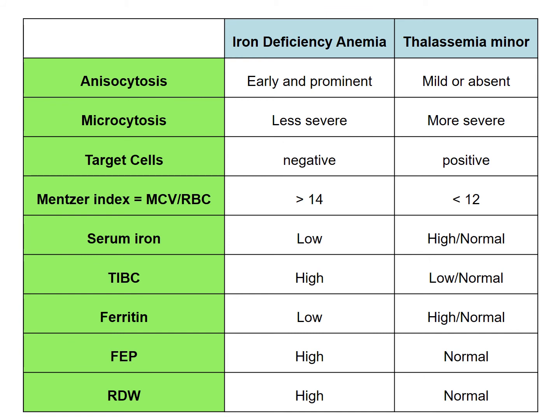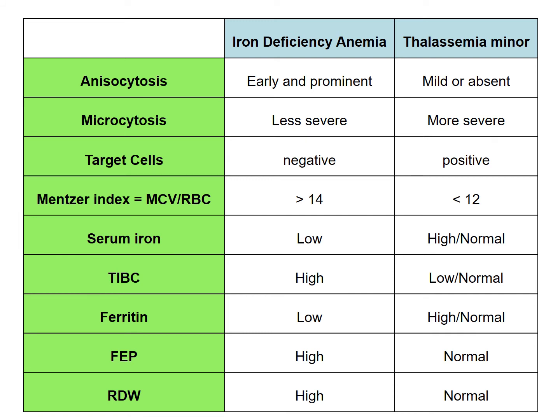And we have the Mentzer index, which is MCV over RBC count. If the MCV over RBCs is more than 14, it's usually iron deficiency. But if it's less than 12, it's usually thalassemia minor.